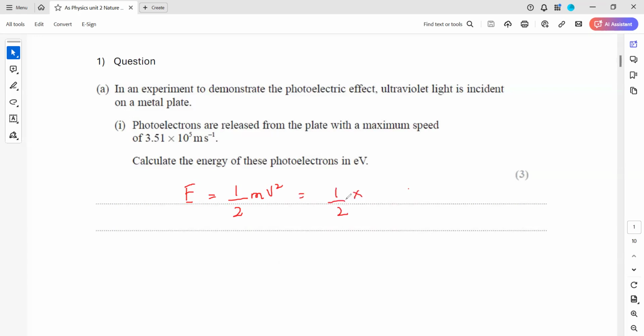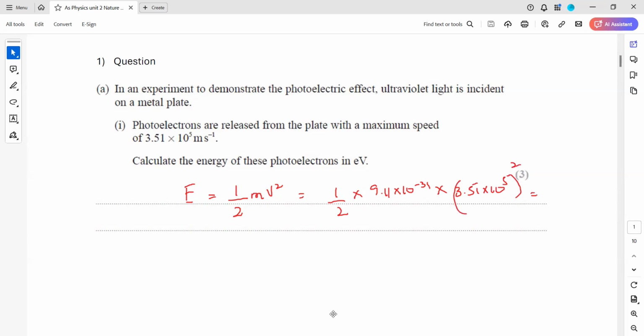m is the mass of the electron. You don't have to memorize this. It will be given in the exam, the constant values. So the mass of the electron is a constant, which is 9.11 × 10^-31 kg, multiplied by the speed at which this electron is moving. This electron is moving at a speed of 3.51 × 10^5, and then squared, because it is half mv squared.